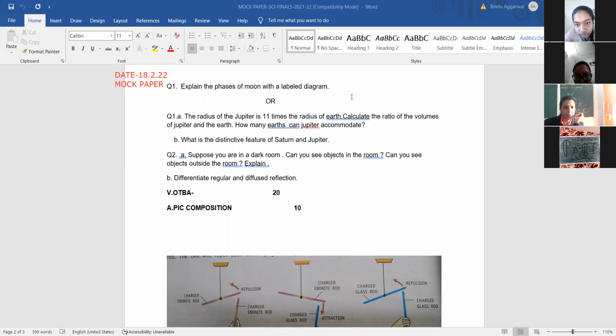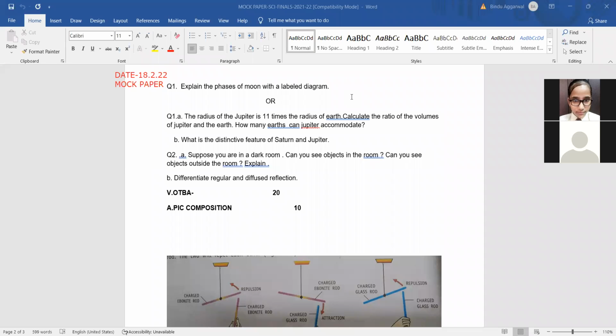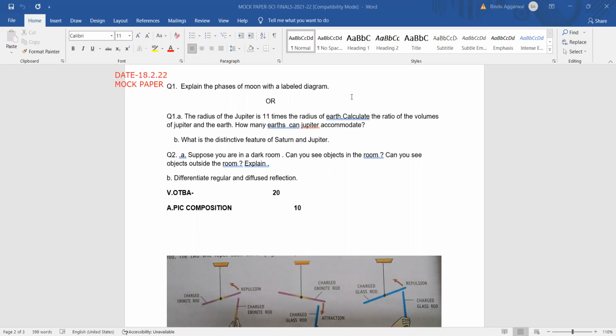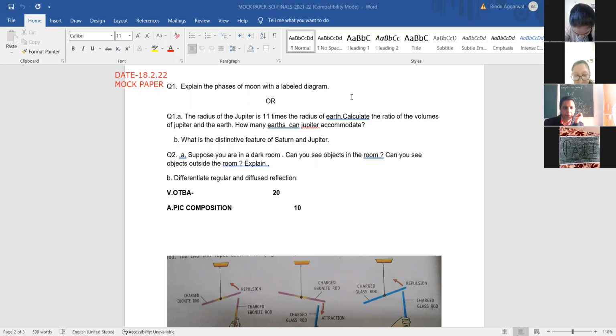So in this question, children, yes, Neha, tell beta. Ma'am, in regular, all the reflected rays are parallel. It occurs on a smooth and polished surface. Reflected rays are in one direction. And in diffuse reflection, the reflected rays are not parallel. It occurs on the rough surface, and reflected rays are scattered in different directions.